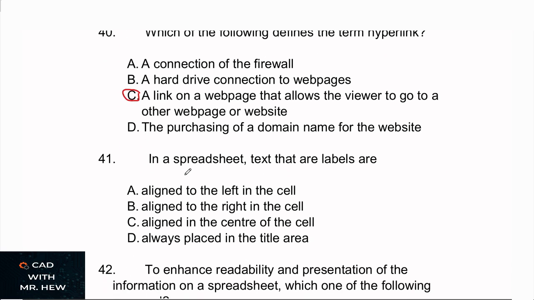Let's look at question 41. In a spreadsheet, texts that are labels are A. Aligned to the left in the cell. B. Aligned to the right in the cell. C. Aligned in the center of the cell. D. Always placed in the title area. The correct answer is A.